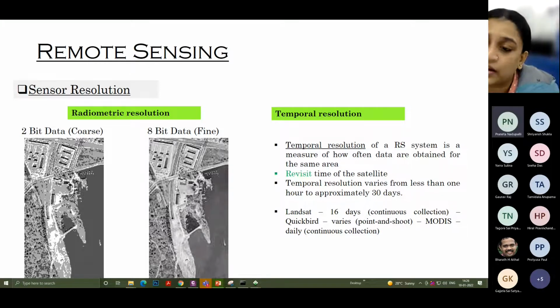It could be 1 hour or approximately less than 30 days. Like Landsat, it has 16 days; it revisits the same place after 16 days. With MODIS, you can have daily data. This is what temporal resolution is all about. I hope this part is clear to everyone.